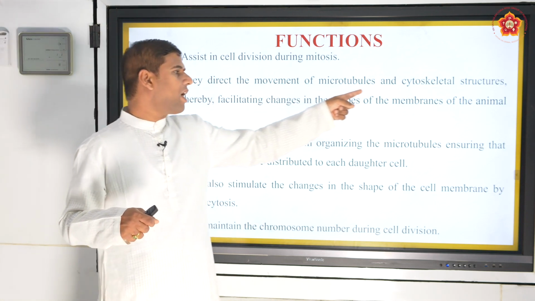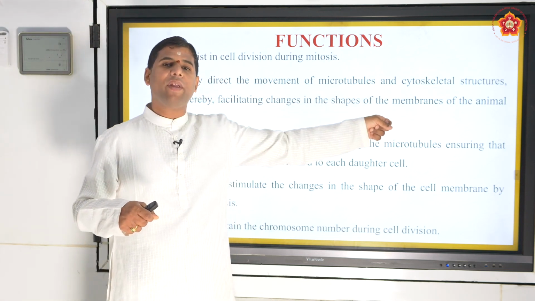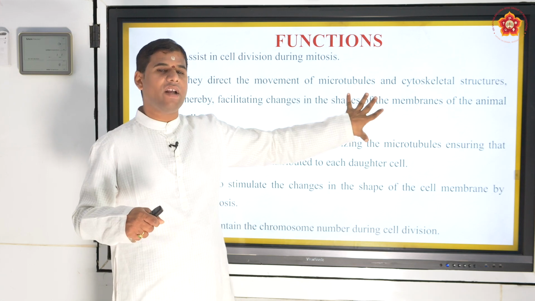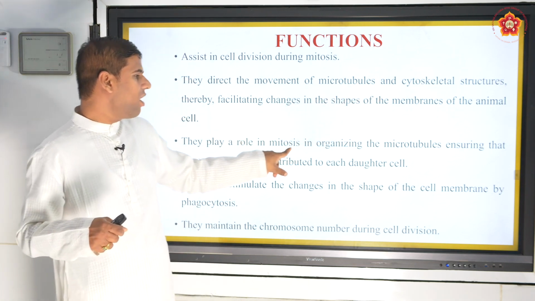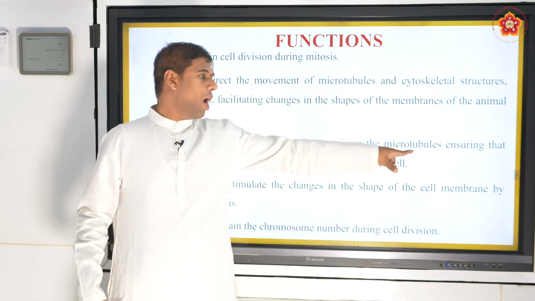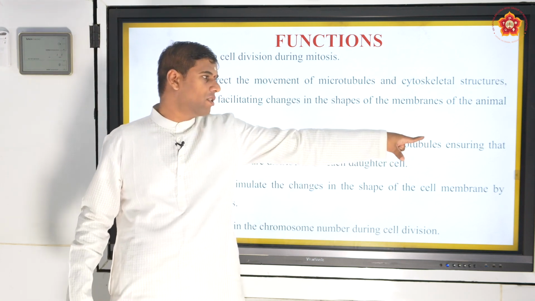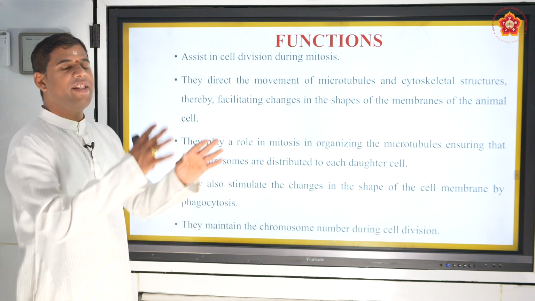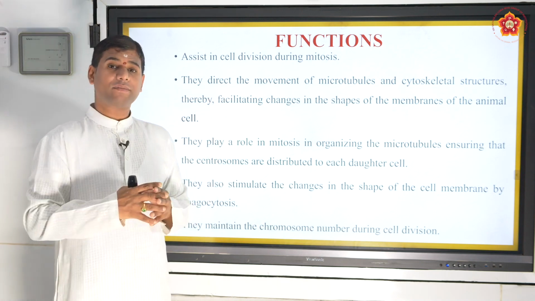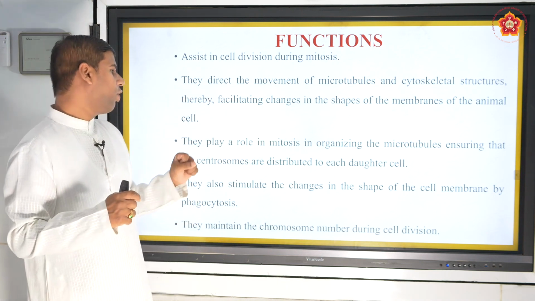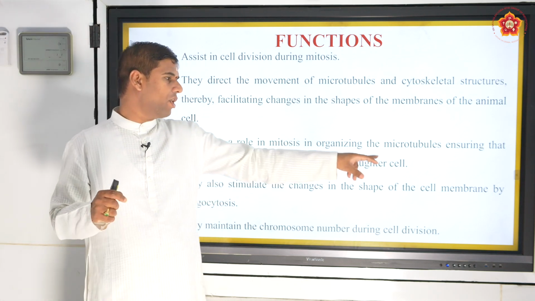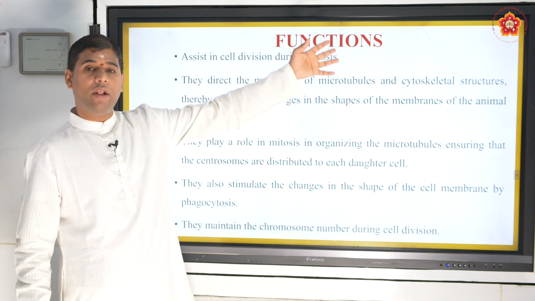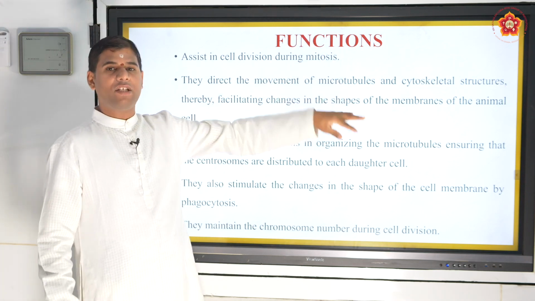The shapes of these membranes, they facilitate changes in shapes. Also they play an important role in mitosis. How? By organizing the microtubules. When there is a division, they organize these microtubules. The centrosomes are distributed, each to the daughter cell. So if you saw that, they're distributed to each daughter cell.